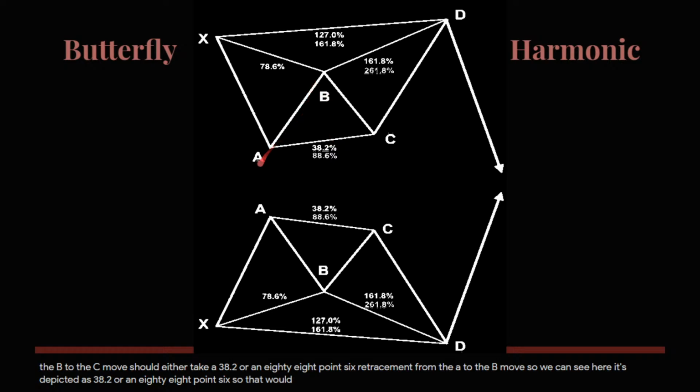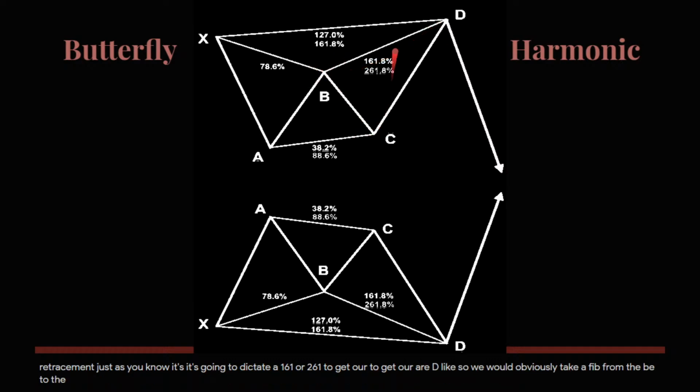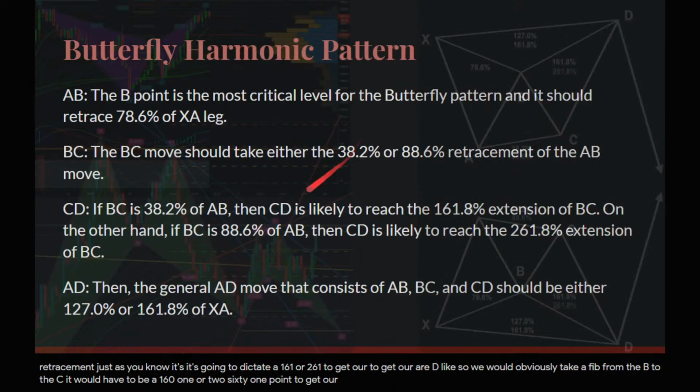So that would mean from the A to the B point, we have to have a 38.2 or 88.6 retracement, just as it's going to dictate a 161 or 261 to get our D leg. So we would obviously take a fib from the B to the C. It would have to be a 161 or 261 point to get our D leg.